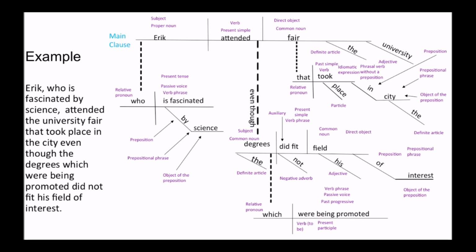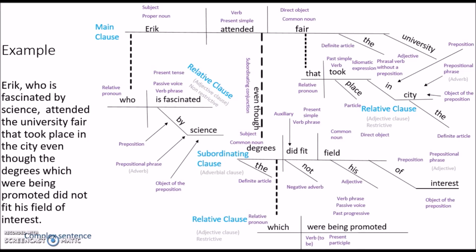So Eric attended the university fair is the main clause. The degrees did not fit his field of interest. It is a subordinating clause, so it's the same thing as an adverbial clause. Which we're being promoted is a relative clause, or the same thing as an adjective clause. Who is fascinated by science is another relative clause. And that took place in the city is another relative clause. And this whole sentence is a complex sentence. So this is how the diagram looks like now that we're finished.